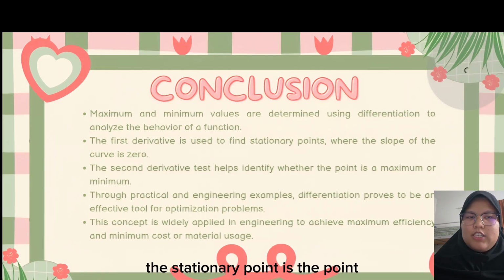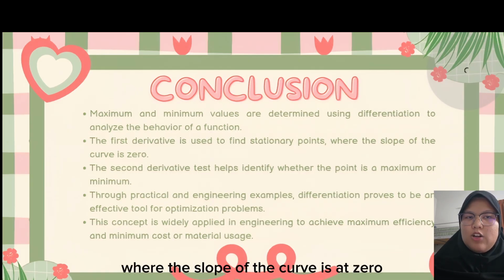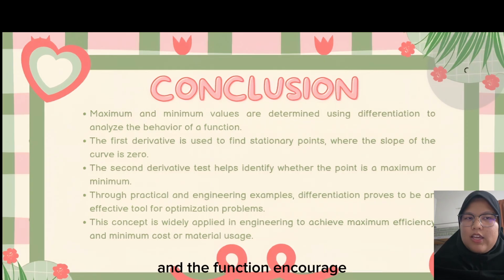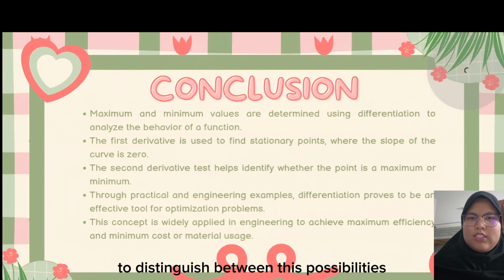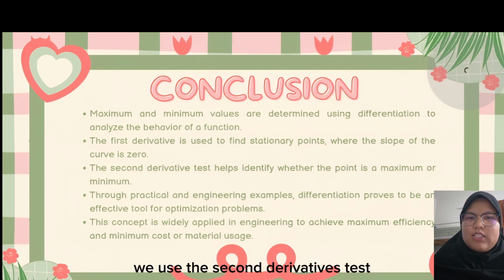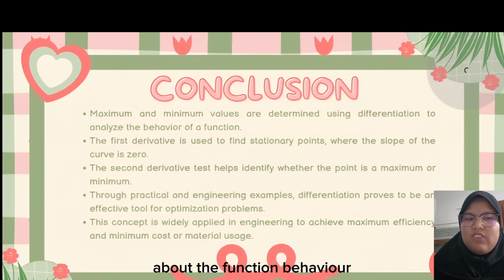The stationary point is the point where the slope of the curve is 0, and the function could reach a maximum, minimum, or a point of inflection. To distinguish between these possibilities, we use the second derivative test, and this second derivative test tells us whether the stationary point is a maximum or a minimum, giving us precise information about the function's behavior.